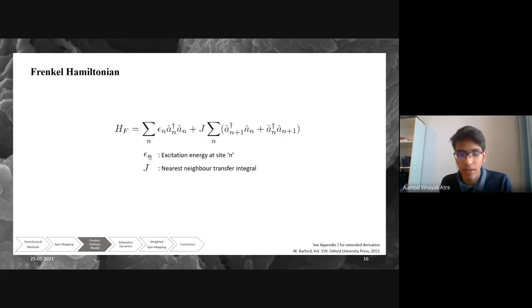Epsilon n describes the energy of a molecule at every site of the chain, whereas J describes the coupling between different sites. So J will tell you how likely an electron is to transfer to another site of the chain at each time step. But this, however, does not complete our model. We are still building towards a larger and more realistic model.